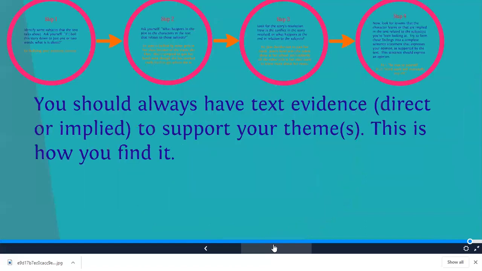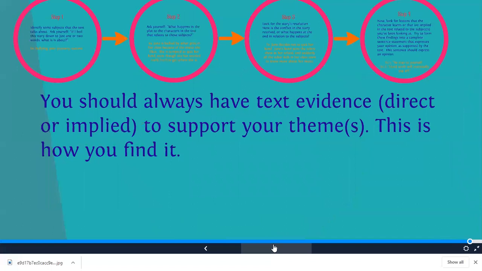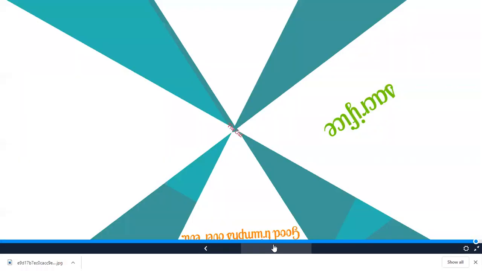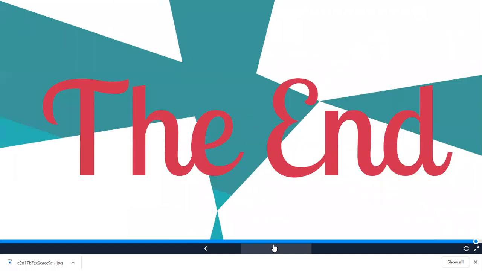You should always have text evidence to support your theme. So you can't just pull a subject and then make a theme off of it. You need to know what the story is about. This will hold true for anything that you're reading in your test. You need to know what is going on. Even in those little paragraph blurbs, you still need to know what the overarching theme is. And that is the end of themes.